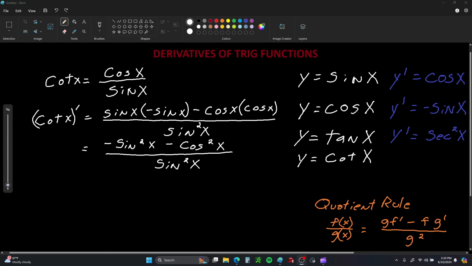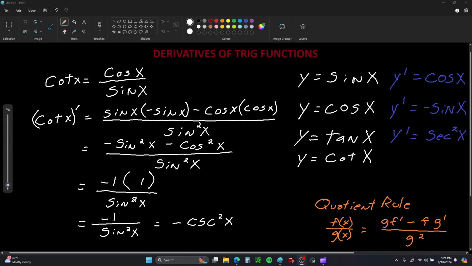Next, I multiply on top, so I get minus sine squared x minus cosine squared x. Then I factor out a -1, leaving me with sine squared x plus cosine squared x, which equals 1. So it's -1 times 1 over the denominator, which is sine squared x. Further simplifying, we get -1 over sine squared x, which is minus cosecant squared x, which is the derivative of y equals cotangent x.